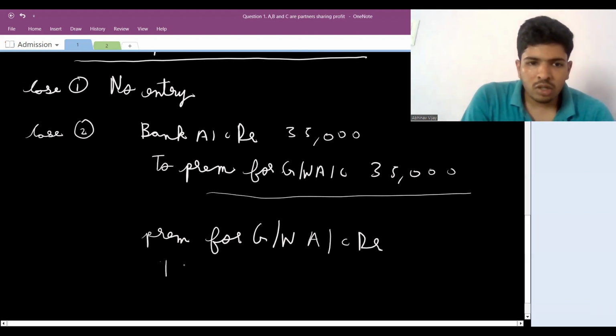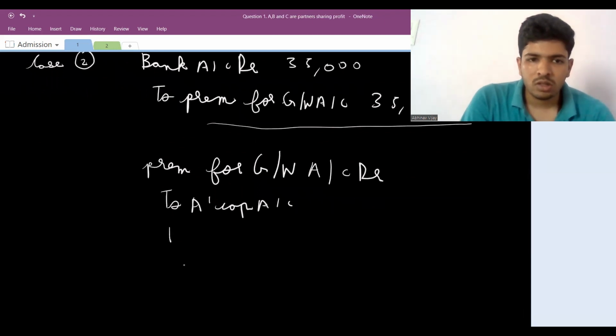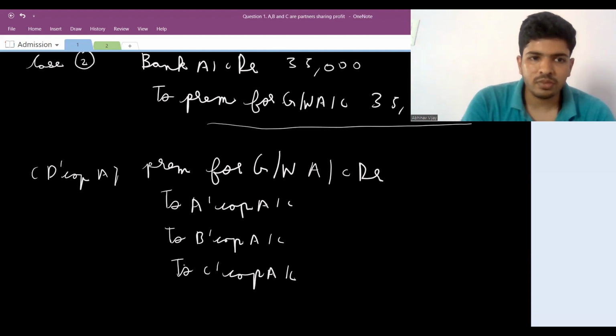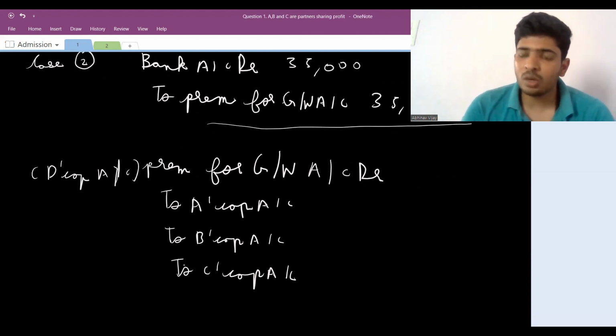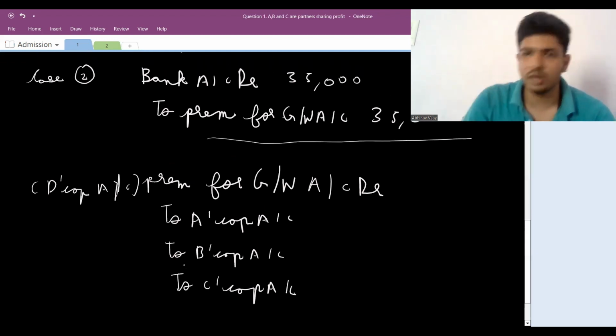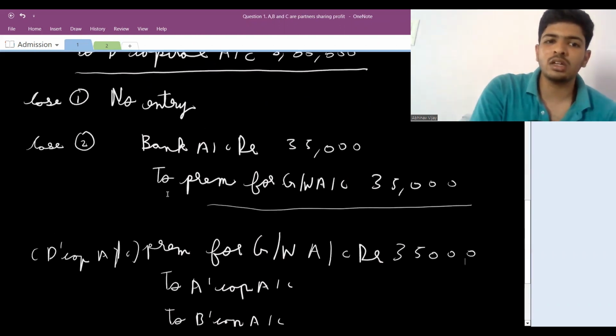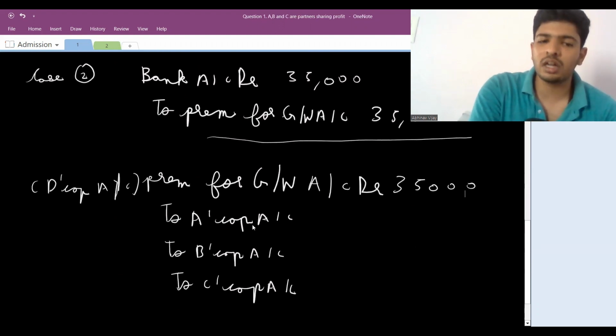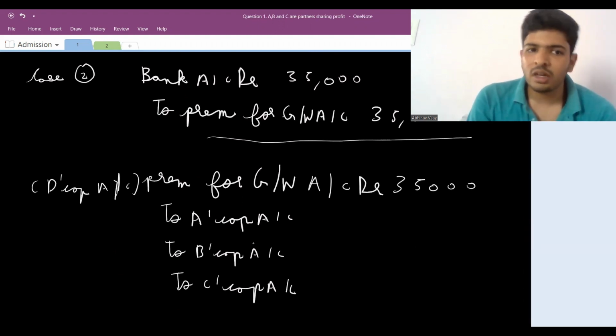Now, to A's capital, to B's capital account, to C's capital account. Basically, this premium for goodwill is actually D's capital account. But since D's capital account was not there before his admission, we bring a new term called premium for goodwill, because this 35,000 is in relation to only goodwill. In the last class, I told you that another way of doing it is, instead of premium for goodwill, you write D's capital itself. You add this 35,000 as D's capital and debit D's capital in the journal adjustment entry. That instead of premium for goodwill, D's capital is debited. That can also be done.